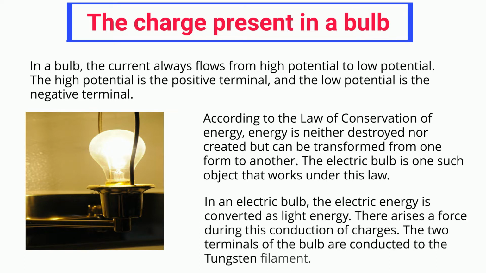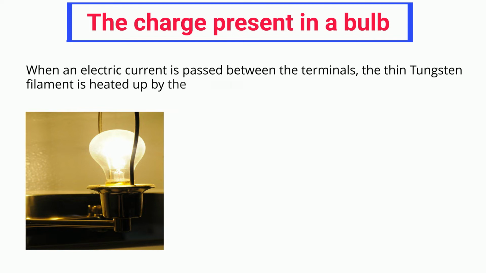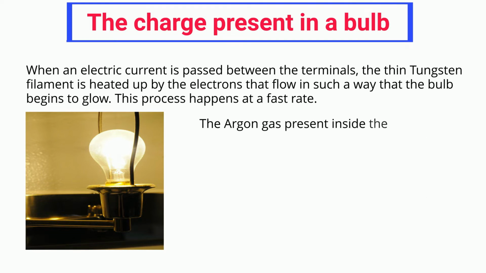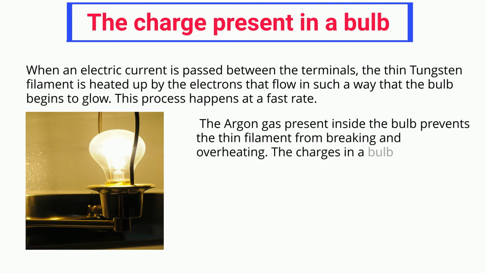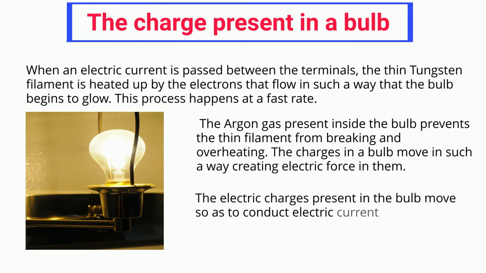There arises a force during this conduction of charges. The two terminals of the bulb are connected to the tungsten filament. When an electric current is passed between the terminals, the thin tungsten filament is heated up by the electrons that flow in such a way that the bulb begins to glow. This process happens at a fast rate. The argon gas present inside the bulb prevents the thin filament from breaking and overheating. The charges in a bulb move in such a way, creating electric force in them. The electric charges present in the bulb move so as to conduct electric current and also electric force.